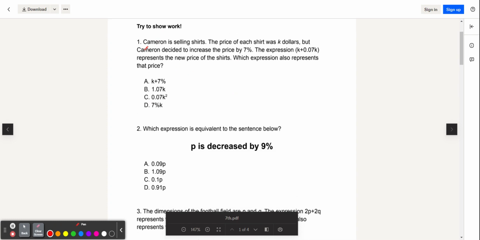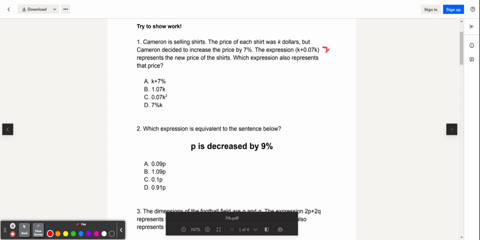So, for problem 1, Cameron is selling shirts. The price of each shirt was K dollars, but Cameron decided to increase the price by 7%. The expression K plus 0.07K represents the price of the new shirts. What expression also represents that price?